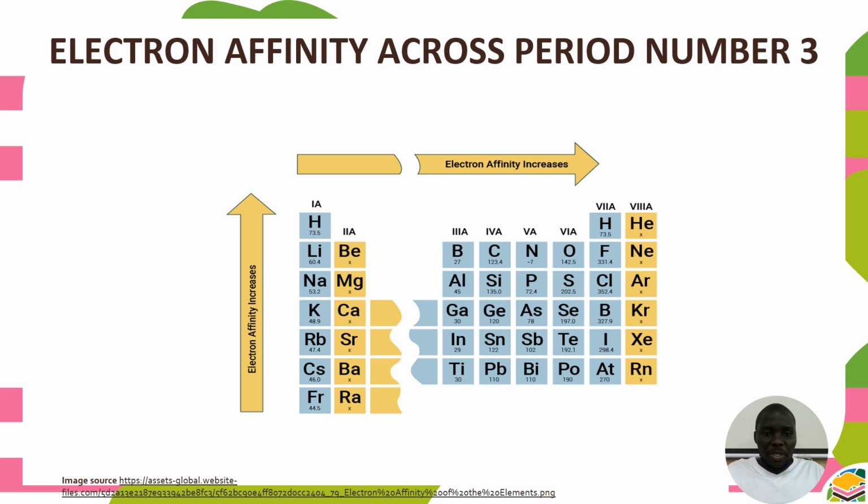This can also be illustrated by the diagram. Let us check on the diagram. We have electron affinity. As we are moving across here, electron affinity is increasing due to decrease in atomic radius as well as increase in nuclear charge. Going down, electron affinity is decreasing due to increase of atomic radius. Moving from bottom to top, electron affinity is increasing due to decrease in atomic radius as well as increase in nuclear charge.